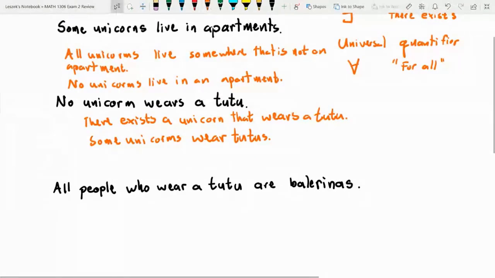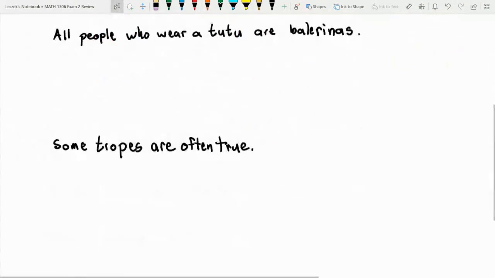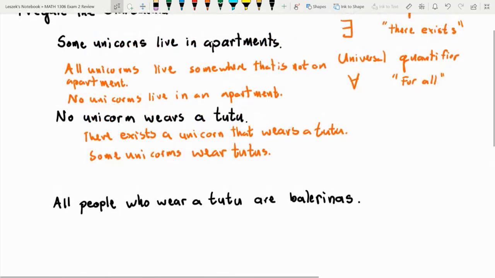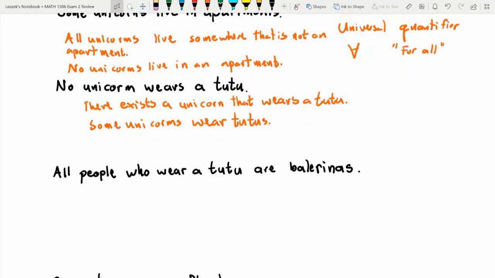All right. So finally we have, I think it's fine. No, it's not. We have all people who wear a tutu are ballerinas. So this is a statement with a universal quantifier. All people who wear a tutu are ballerinas. So the negation would make us switch that out for an existential quantifier, right? So there are some people who wear a tutu.